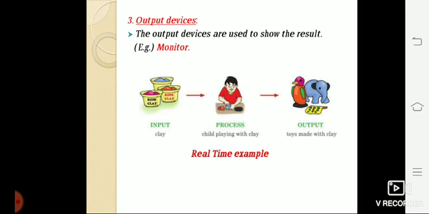Next, output devices. Output devices are used to show the result. They are used to display the processed information. Example, monitor. Next one, this is a real-time example. See, here clay is considered as an input and the child is considered as a computer. We have given the clay to the child, that is input, and the child is making a toy using the given clay, that is processing. At last, he made a toy using the clay, that is known as output.